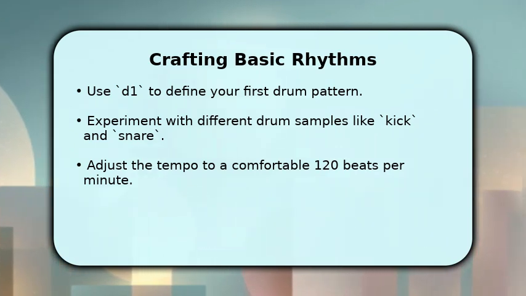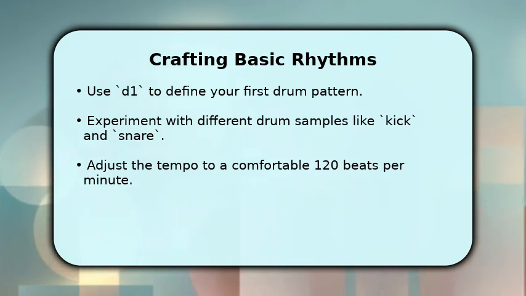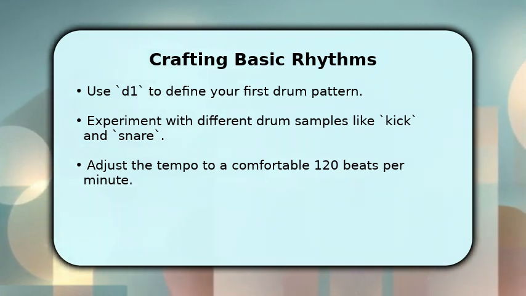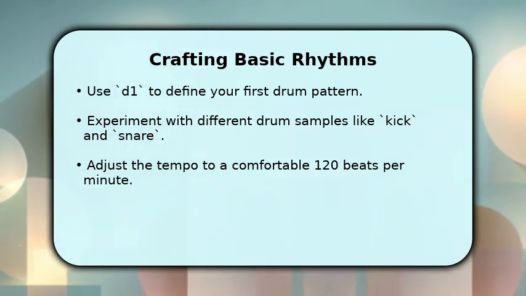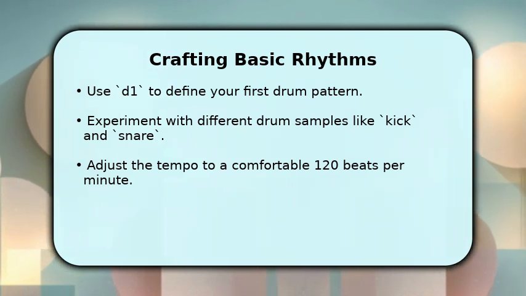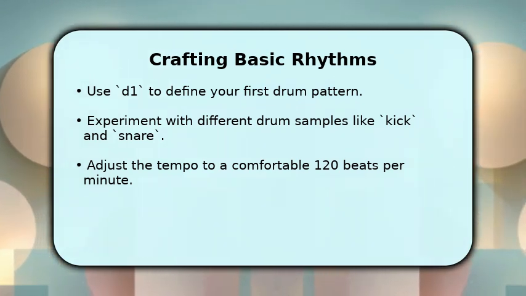You can easily swap out kick or snare for other samples to change the feel. Try setting the tempo to 120 beats per minute for a standard pace. Playing with these elements helps you build a solid rhythmic foundation.